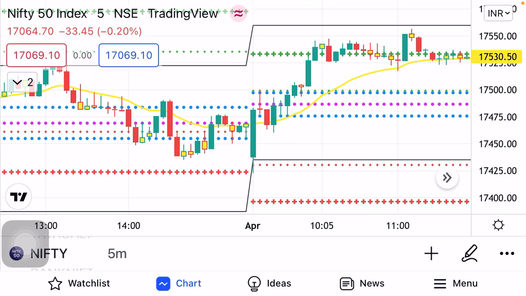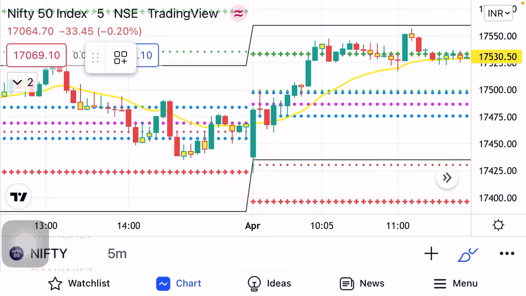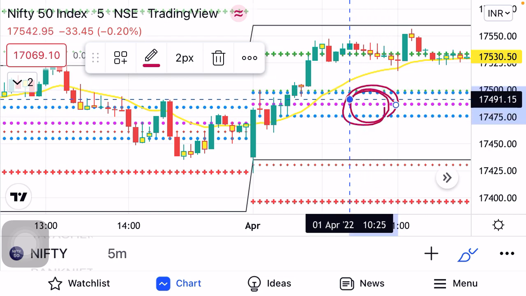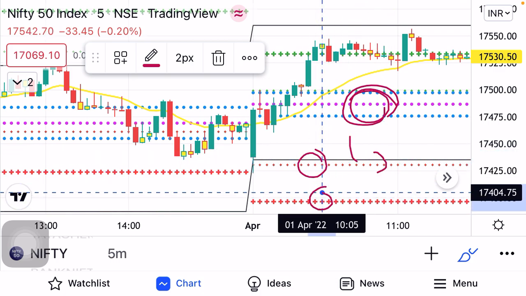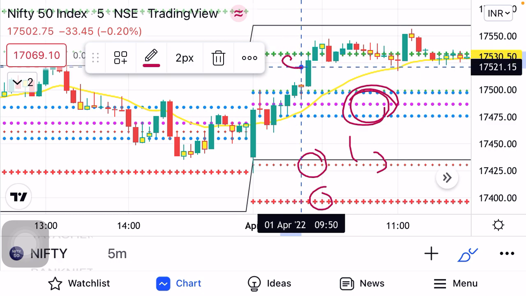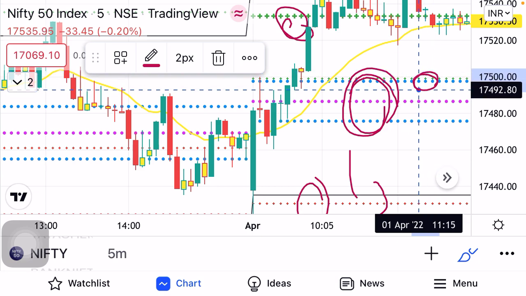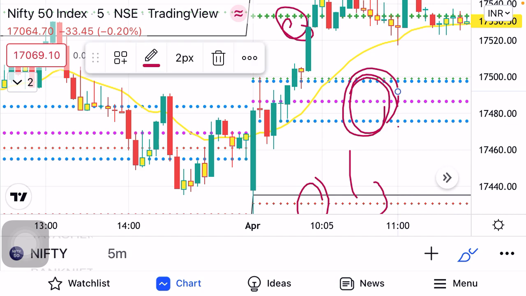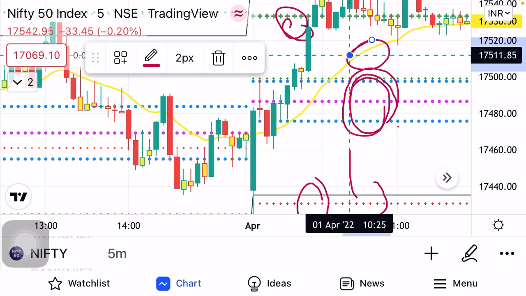And before going to backtest, we'll see what this blue line with the pink line is. It is the CPR, and this is L3 and this is L4, and this green line is H4, and this one which is combined with CPR is H3. These are all what we use in this backtesting, and this yellow line is the 20 EMA.